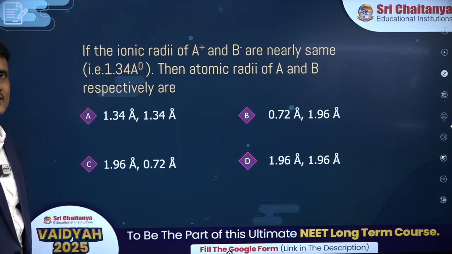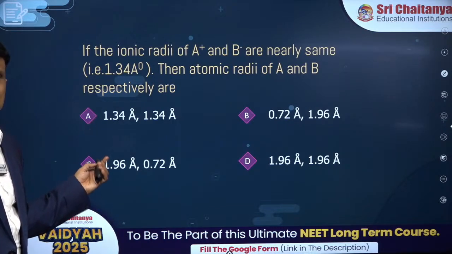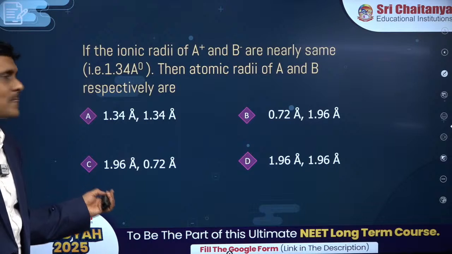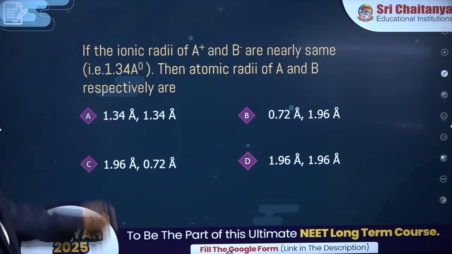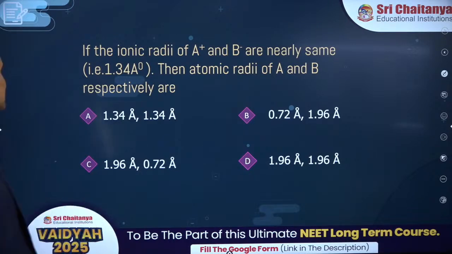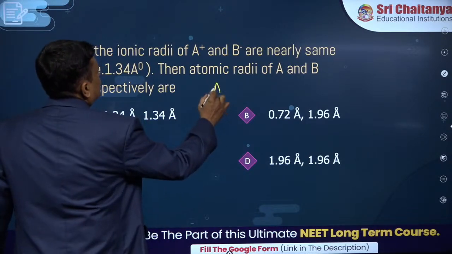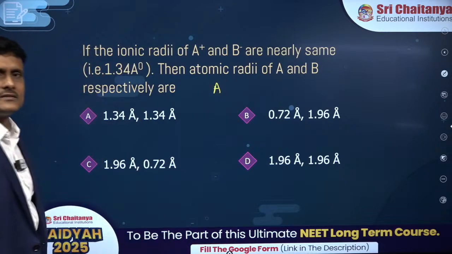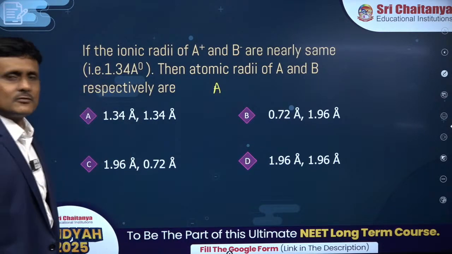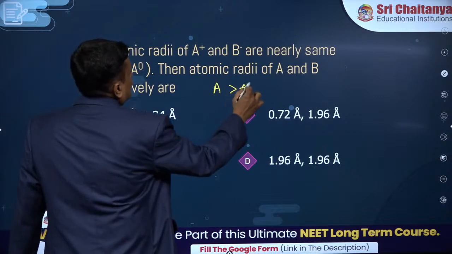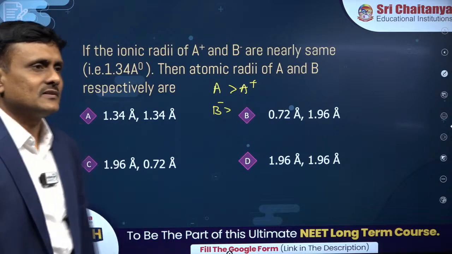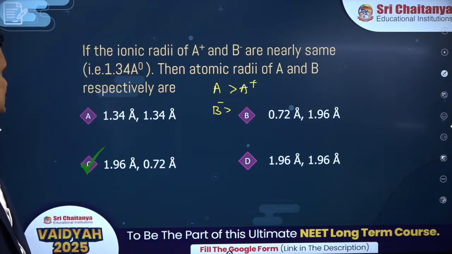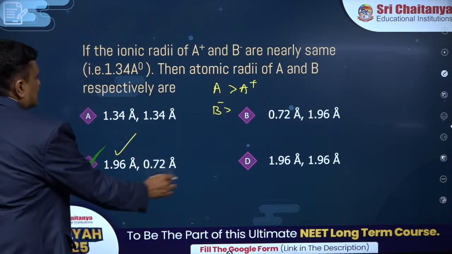Look at this question again. Do you have to mug up these values, or isn't it very simple? You can see that the ionic radii of A plus and B minus are nearly the same, and the atomic radius is being asked. The size of A would be greater than A plus, and B minus is greater than B, isn't it? That's it. All right. So A is greater than; only one option fits this.